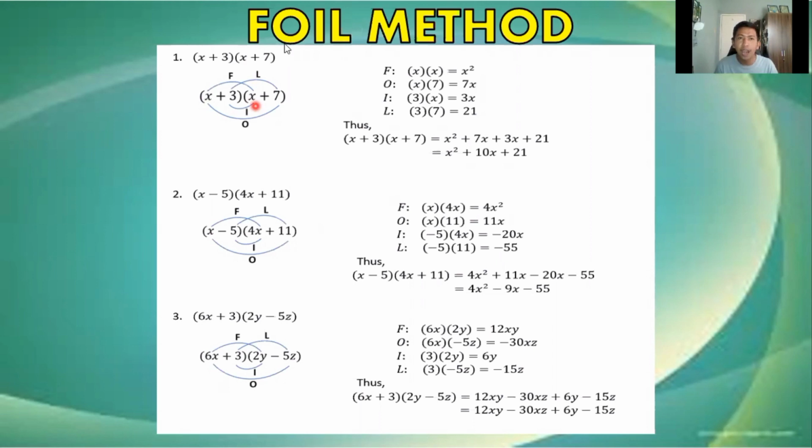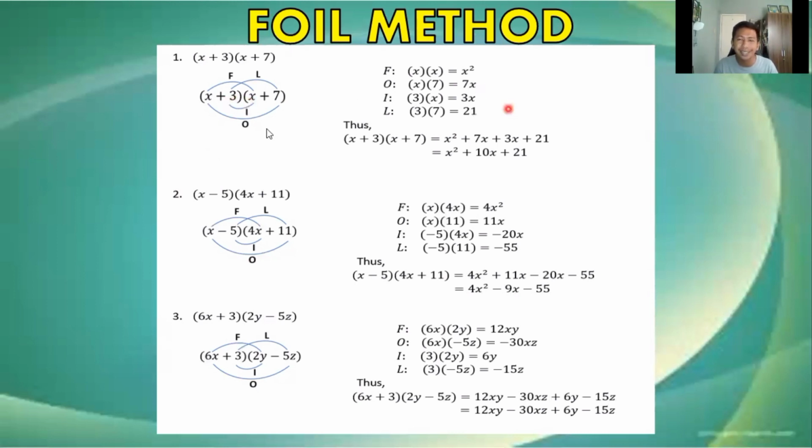Next, we proceed with the outer terms. Outer terms of the first binomial, multiply it to the outer terms of the second binomial. Outer, yung nasa labas. So, we have x times, ano yung nasa labas ng second binomial? 7. So, x times 7, that will give us a product of 7x. Next, inner terms, nasa loob. So, ito po yung nasa loob ng first binomial, 3. And then, yung sa second binomial, it's x. So, 3 times x is 3x.